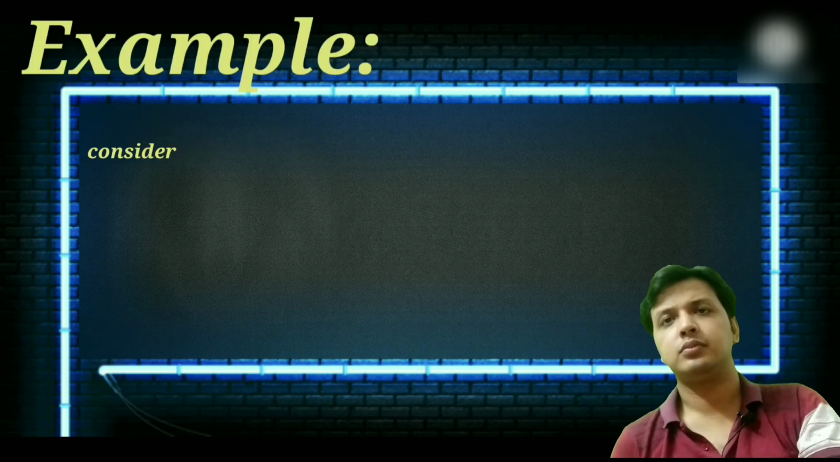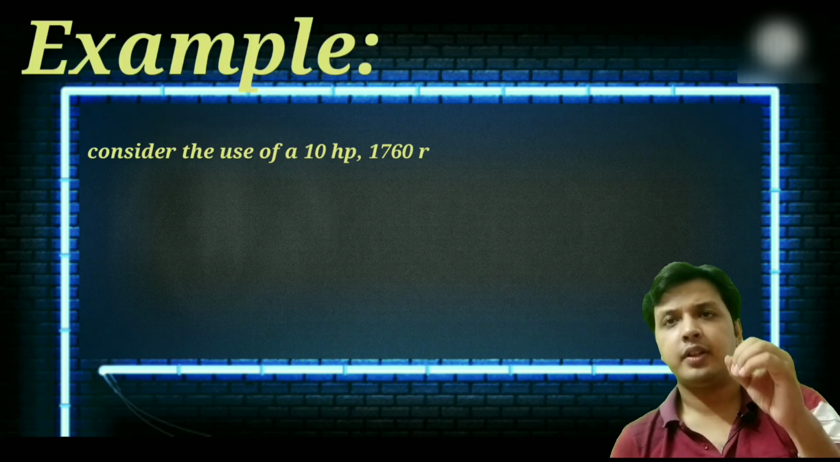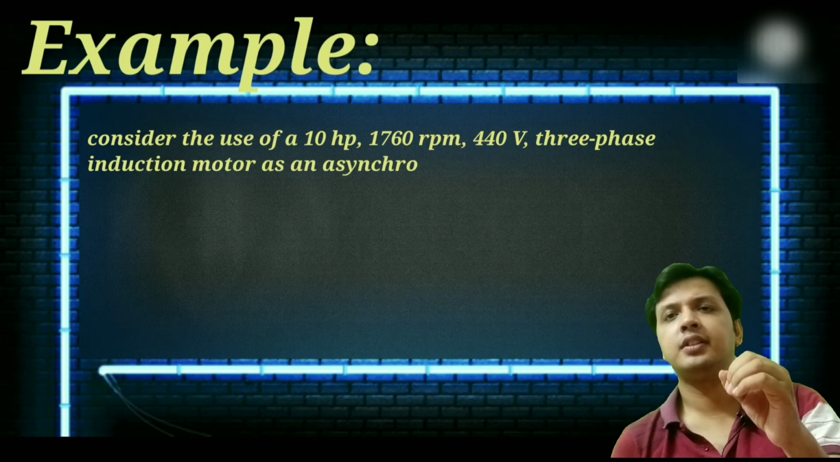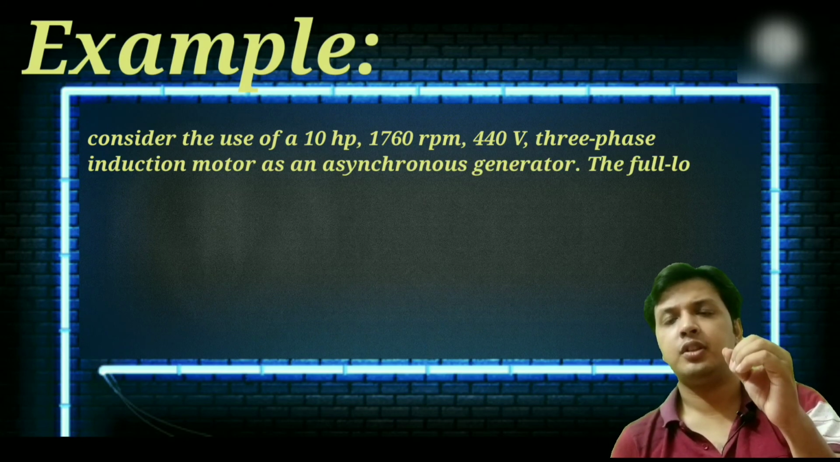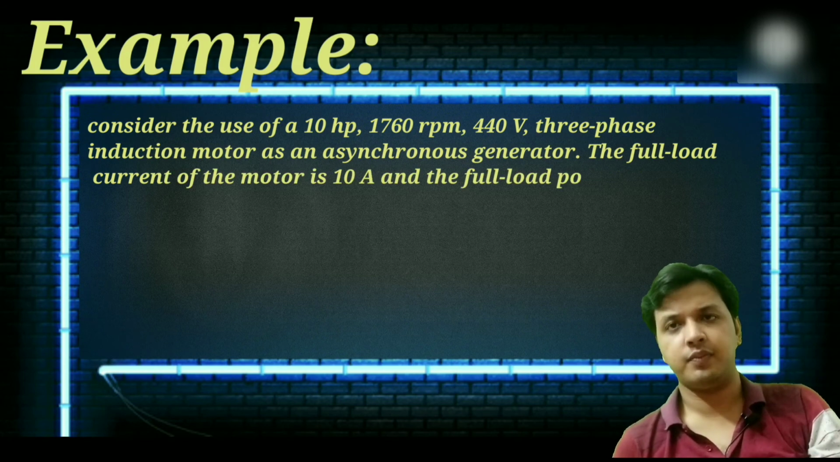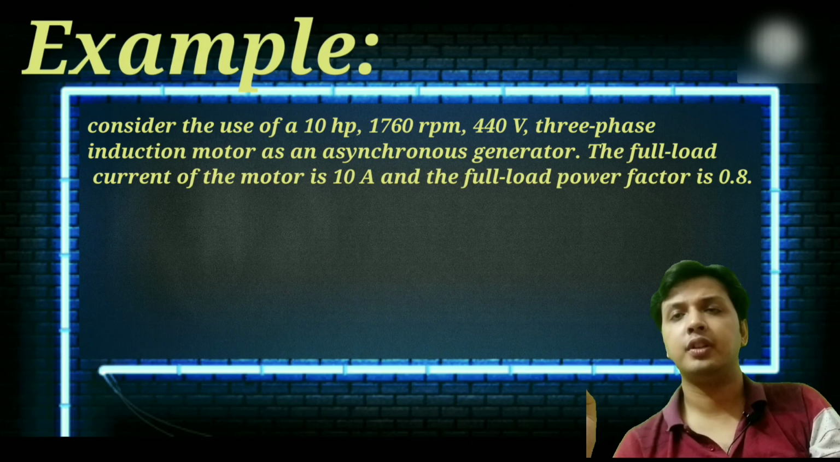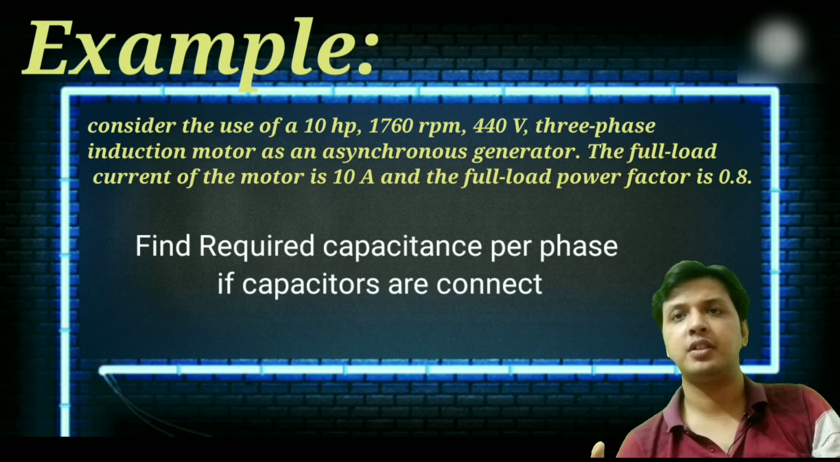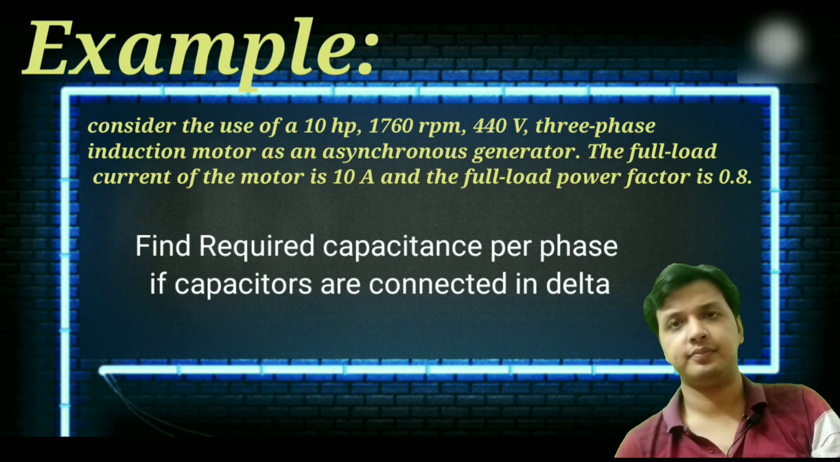Now let's see this example. Consider the use of a 10 HP, 1760 revolutions per minute, 440 volt 3-phase induction motor as an asynchronous generator. The full load current of the motor is 10 ampere. The full load power factor is 0.8. Find the required capacitance per phase if capacitors are connected in delta.